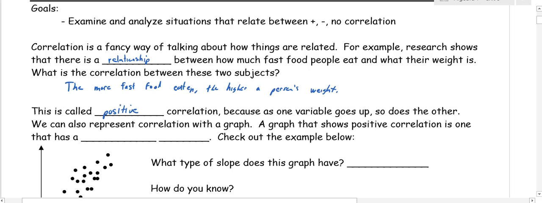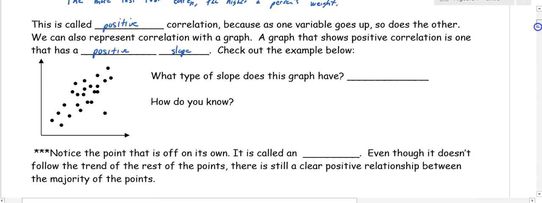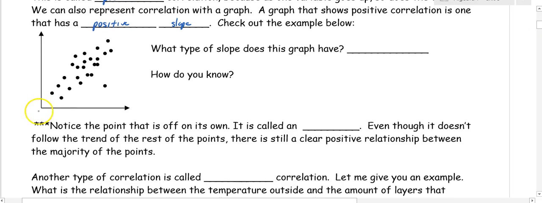So we can represent this correlation on a graph. A graph that shows positive correlation is one that has a positive slope. So if we look at this graph here, what type of slope does it have? We'll see how the dots are mostly rising from left to right. So we're going to say that is a positive slope. And we know that because the data points are rising from left to right.